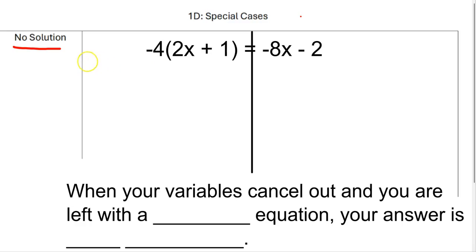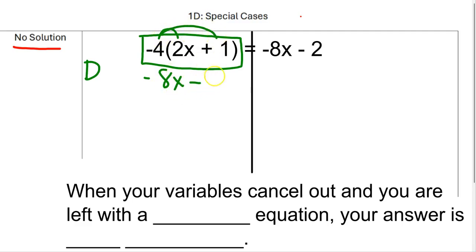So we're going to start with D for distribute. I'm going to take the -4 right here. I've got these two terms in parentheses, and I have a number on the outside. Parentheses means multiply. So I'm going to multiply the -4 times 2x, which gives us -8x. And then the -4 times 1, which gives us -4. And on the other side, I'm going to bring down my -8x minus 2. All right, first step is done.